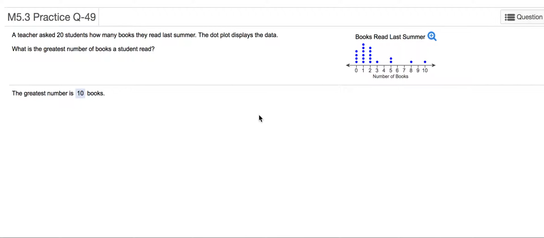Now, I would look at this graph and say the greatest number of books students read was 1. But then I thought, that's not right. Let's look at the information here. There should be 20 dots here because 20 students were asked the question.